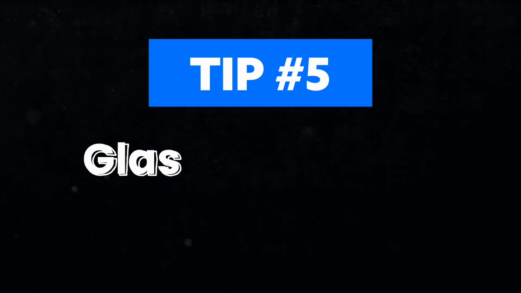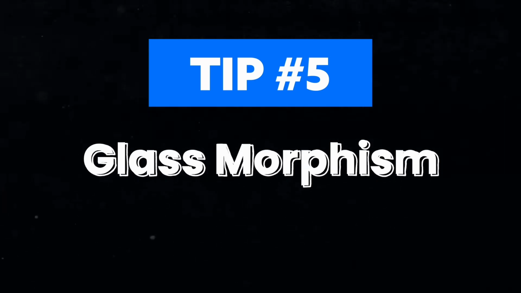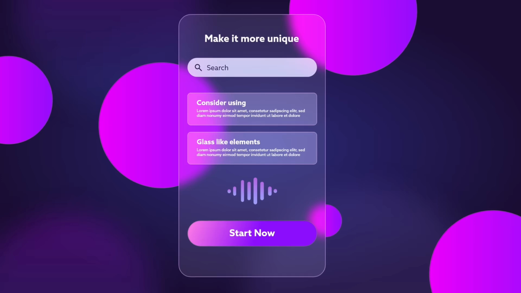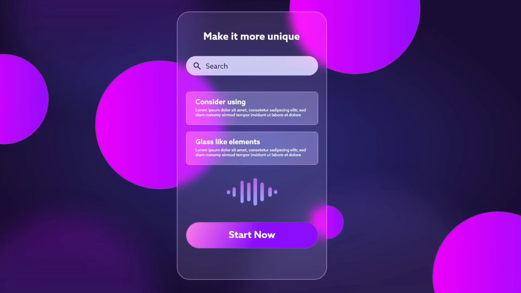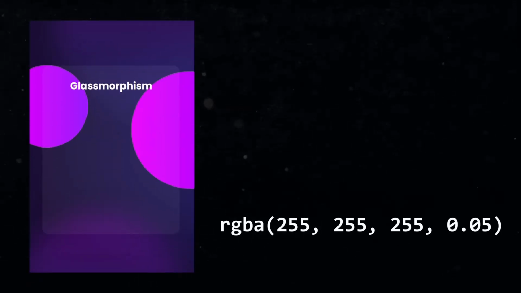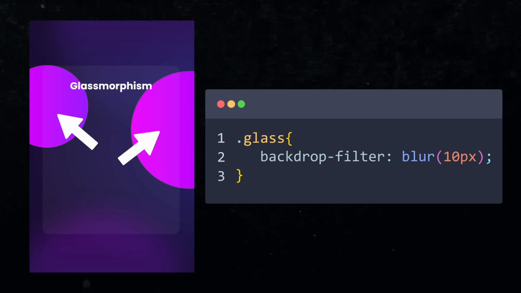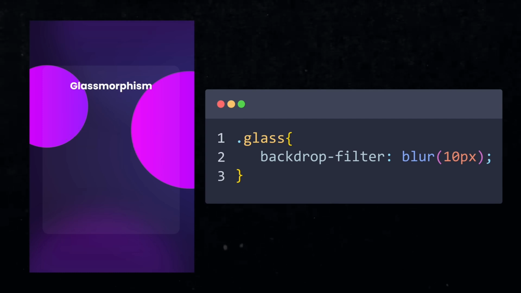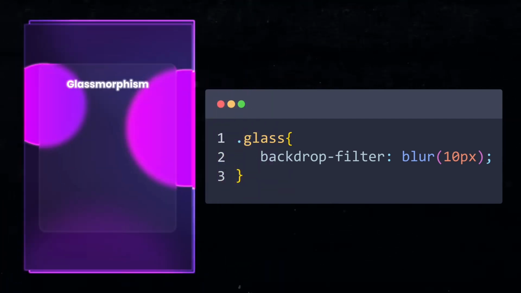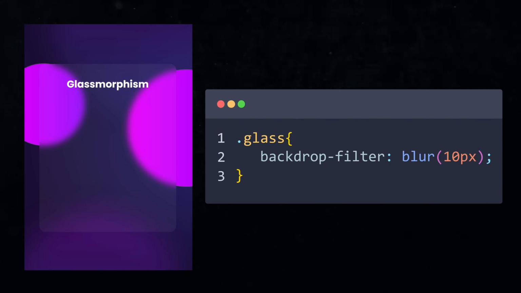Tip number 5. Glassmorphism. If you ever wondered how you can make your website more unique, consider using glass-like elements on your website. They are definitely an eye-catcher. All you need is an element that has a somewhat transparent background color. Now you can use the backdrop property to control how the elements behind the current element should be rendered. Here you apply the blur function and provide a value of, let's say, 10 pixels. This will create a blur effect on the element, which will look like glass.